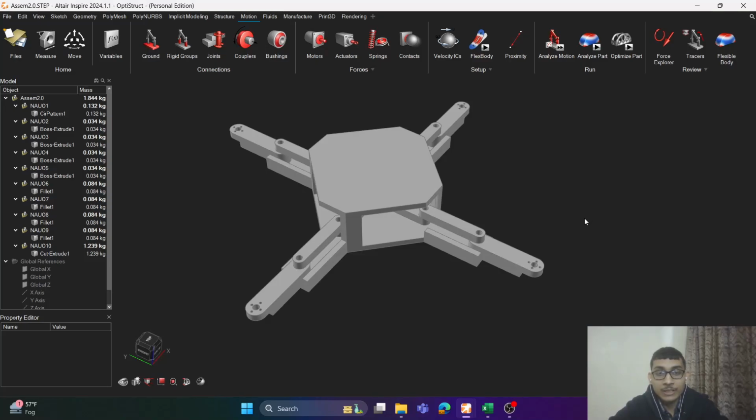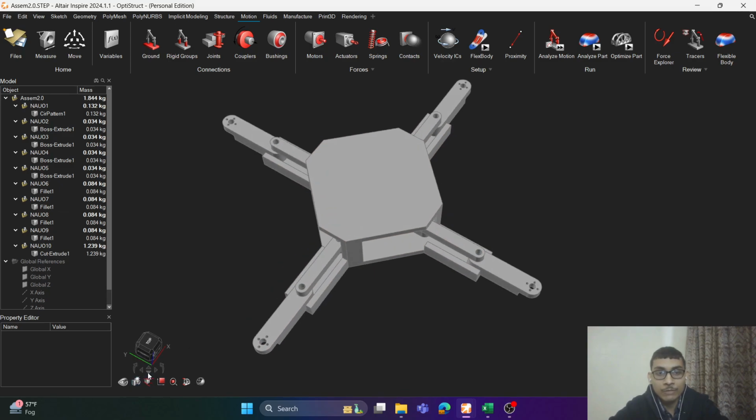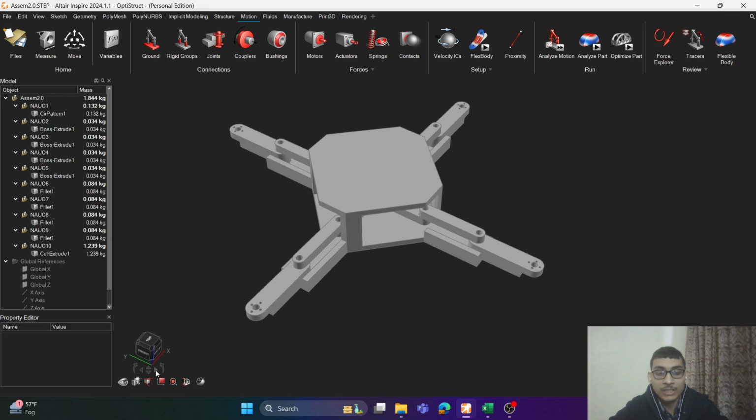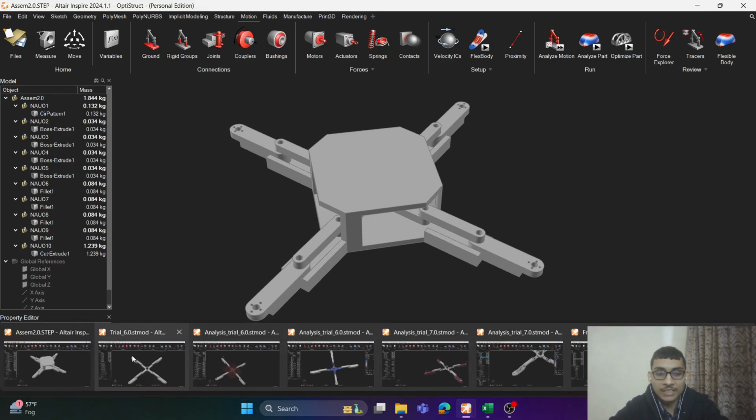I am a senior undergraduate at IIT BHU Varanasi, India, and I have used Altair Inspire 2024 to do the mass optimization of my retracting drone arm mechanism and its frame. So, first let's talk about the mechanism.